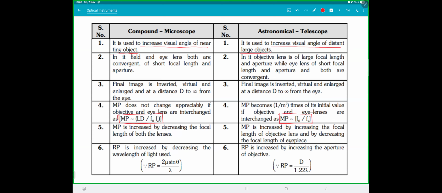In this one, you decrease the focal length of both lenses. Here you increase the focal length of the objective and decrease the focal length of the eyepiece. Resolving power is not there in mains, but it can be in something else. But the resolving power is not there in the mains portion.